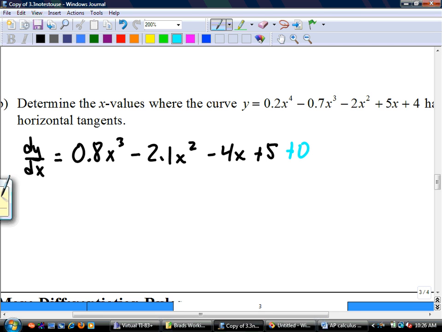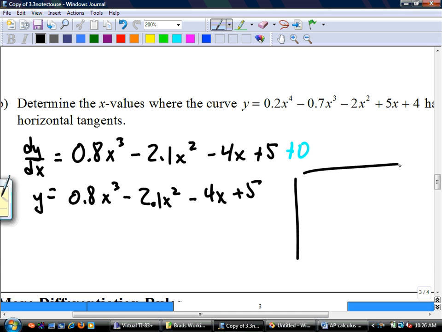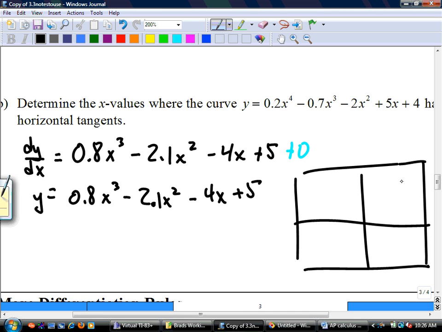Of course I'm joking. Factor it. Who wants to? Okay, so what I would like you to do is to type in your graphing calculator y equals 0.8x cubed minus 2.1x squared minus 4x plus 5, and I would like you to find the x-intercepts of that function, please.